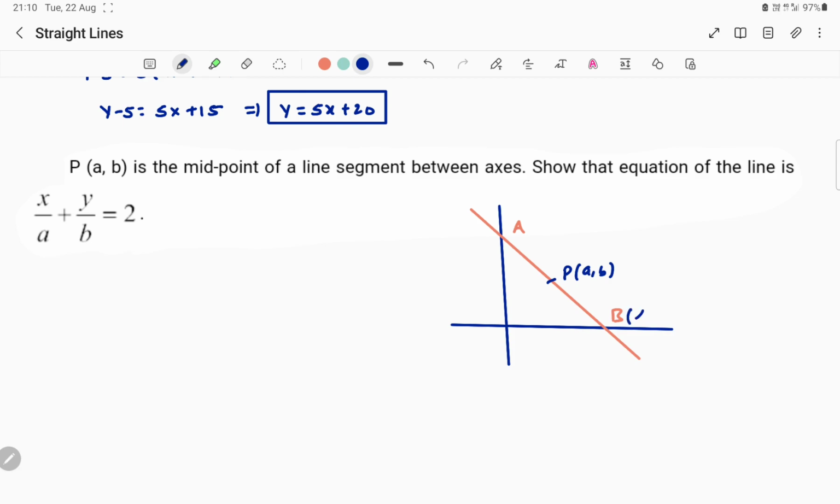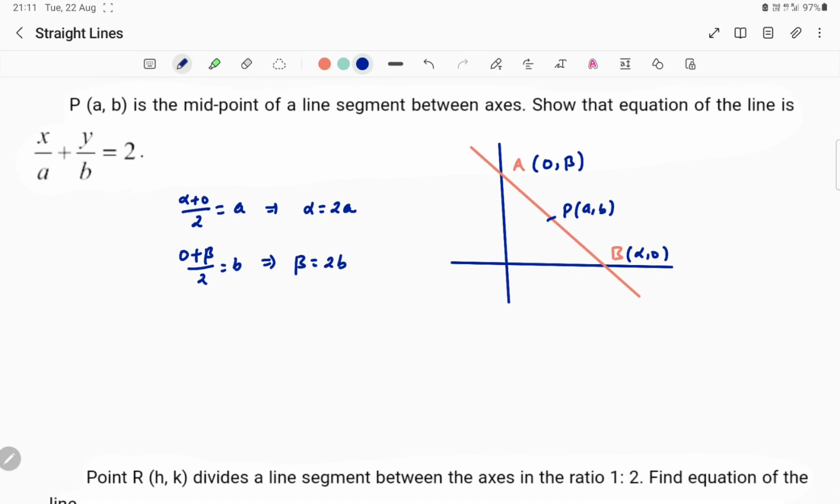So let's say I can assume that this coordinate is alpha comma 0, and this point is 0 comma beta. Now P is the midpoint, so you would have come across a formula like the midpoint formula, isn't it? So what is the midpoint formula? (x1 plus x2) by 2, (y1 plus y2) by 2. So what we can write here: (alpha plus 0) by 2 is equal to a. And from there we get alpha is equal to 2a. And similarly we'll get (0 plus beta) by 2 is equal to b. So we got beta is equal to 2b, isn't it?